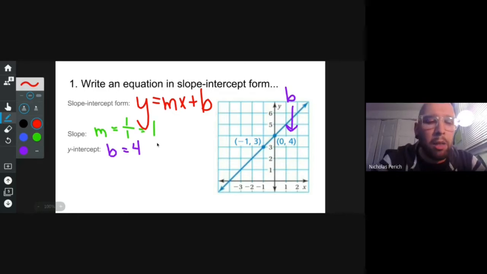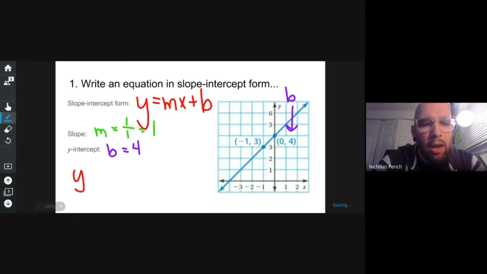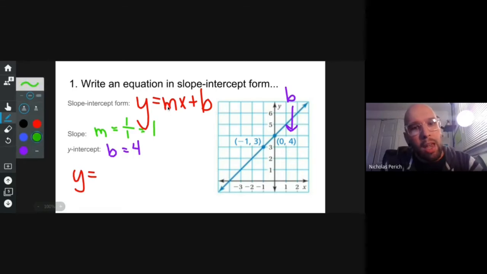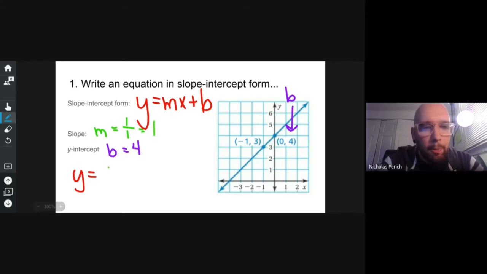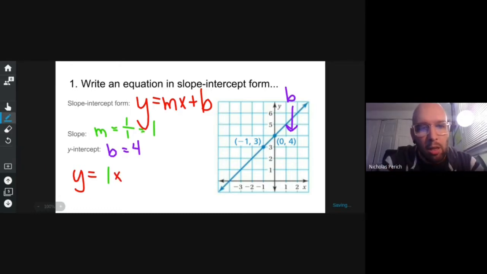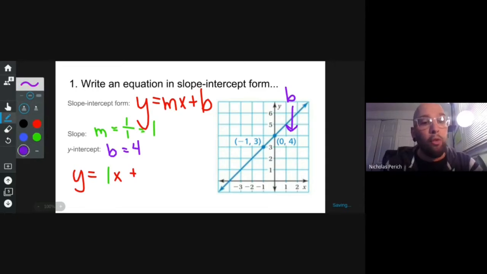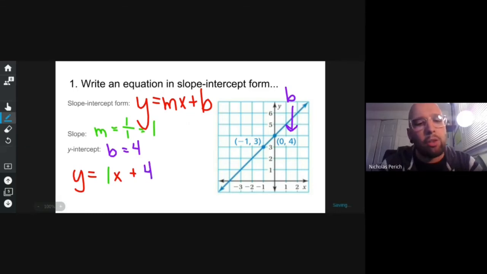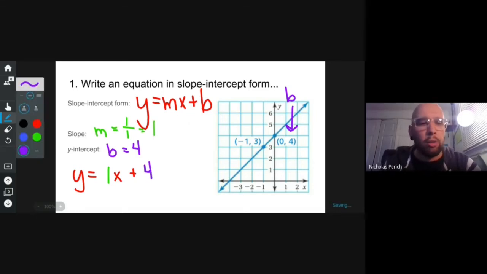So look at the red. My slope-intercept form is y equals mx plus b, and I'm going to start rewriting that out. Y equals m. Oh, but wait a minute, I just found out that m is 1. So I'm going to replace m with 1. Okay, x is x, plus is plus, b is b. Oh, b is 4. So I'm going to replace b with 4.